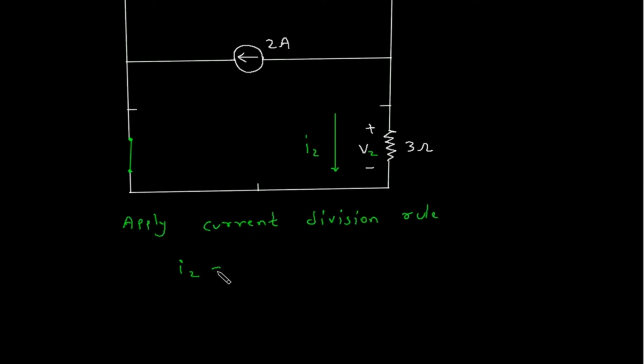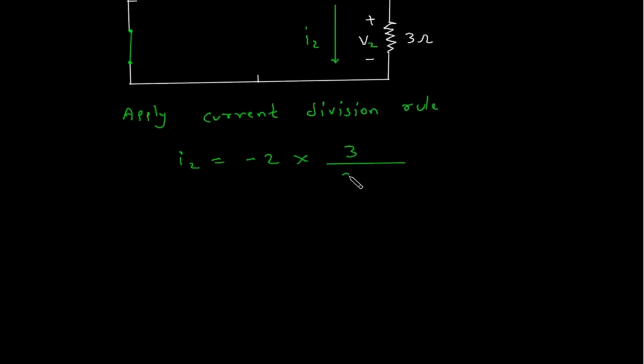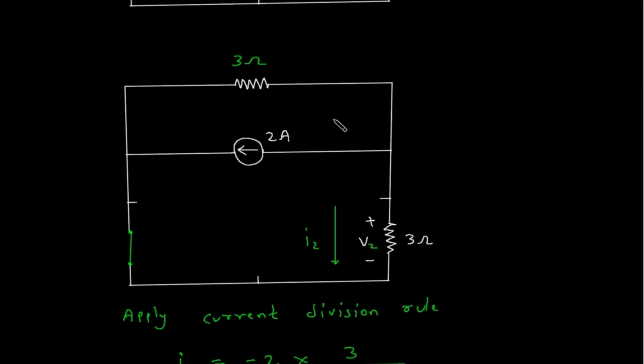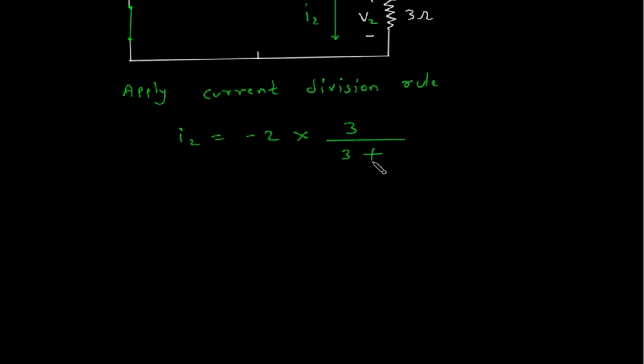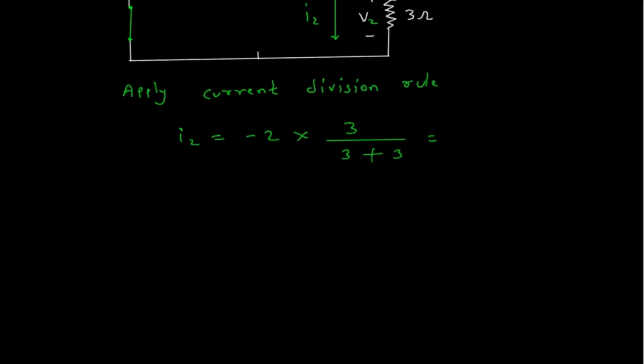So I2 is equal to this current which is 2 ampere, so it is in opposite direction, so this will be minus 2, then into opposite branch resistance which is 3 ohm, divided by total resistance which is 3 plus 3. So this will be minus 2 into 3 upon 3 plus 3. So this is minus 1. Minus 1 ampere is the value of I2.